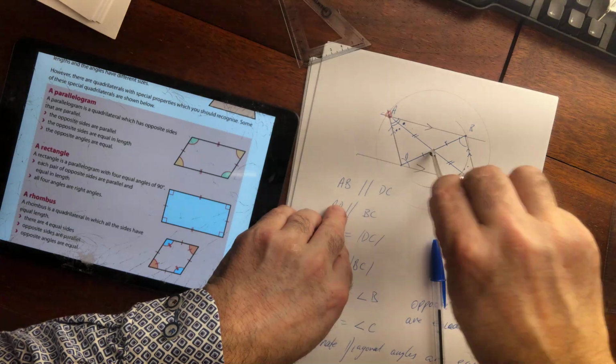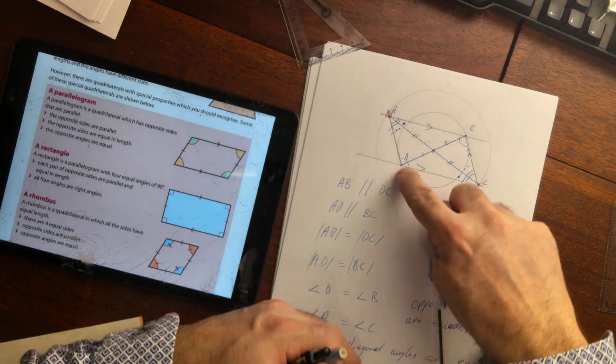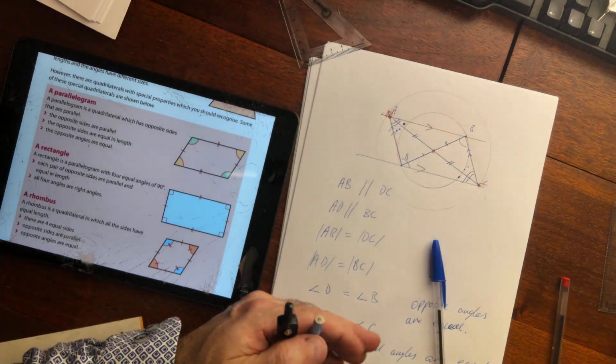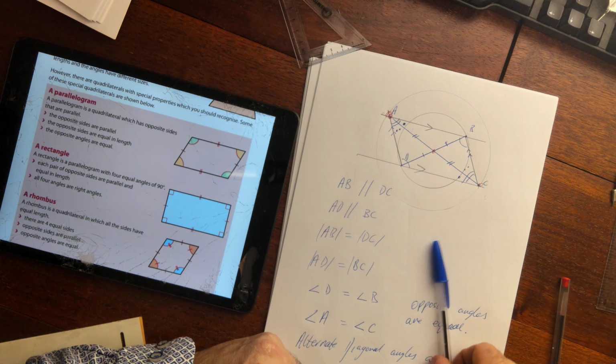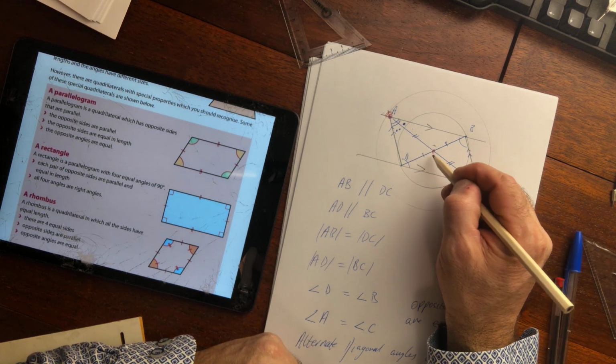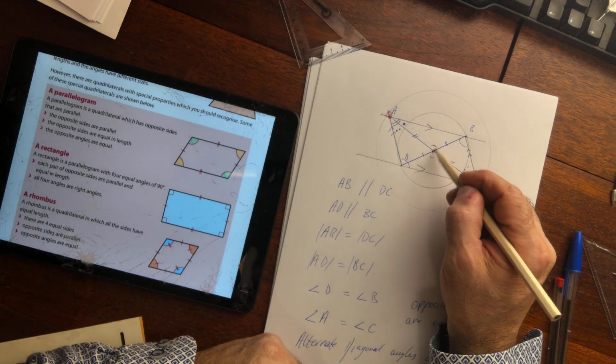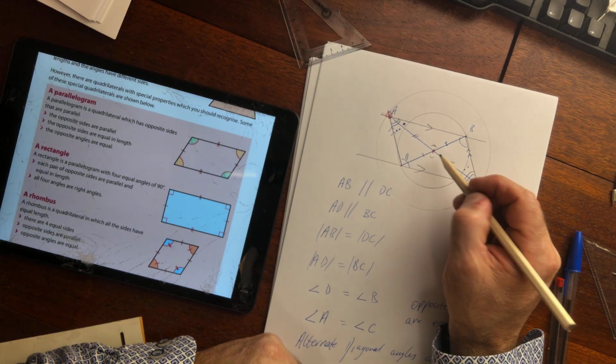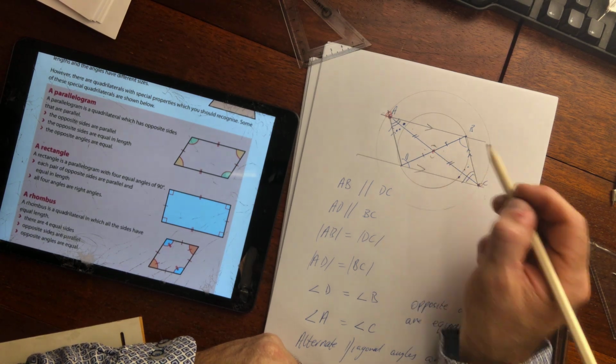So you have a minor circle and a major circle, and you have a minor diagonal and a major diagonal, depending on which one's going where. Of course that creates angles, and these two angles will be equal because they are vertically opposite, as will these because they're vertically opposite.